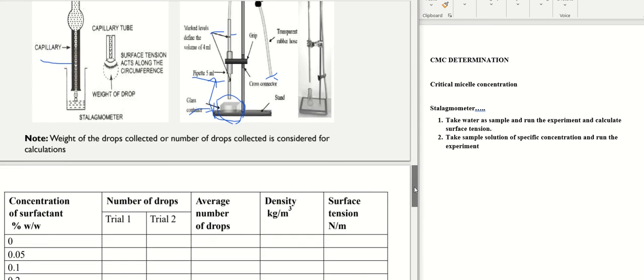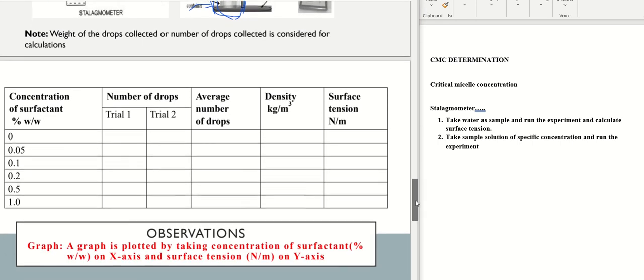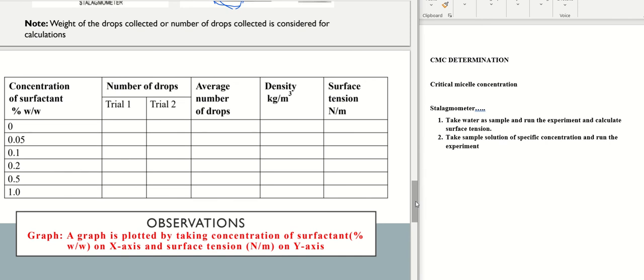Let's see how we can calculate from the number of drops formed. Now let's see. The first one will be a plain water solution. We'll be making use of no surfactants and calculate the number of drops for trial 1 and trial 2. Take the average number of drops. We know the density of water. Note down the density of water. And then by means of a formula, we'll be able to determine the surface tension of water.